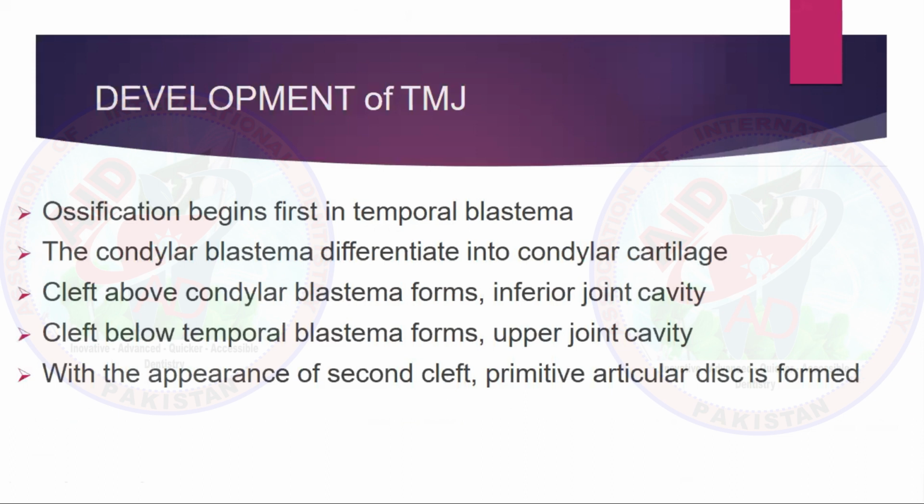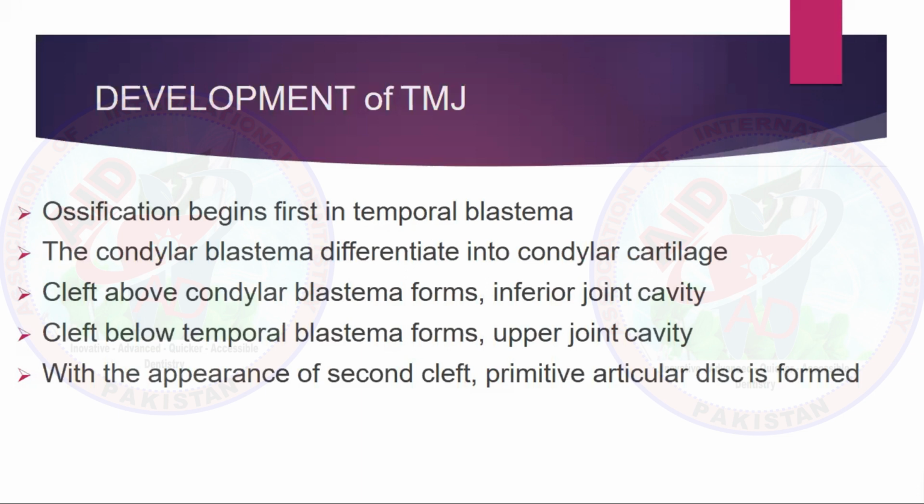Development of the temporomandibular joint. First ossification starts with the temporal blastema, then the condylar blastema, which starts its differentiation into condylar cartilage. A cleft above the condylar blastema forms the inferior joint cavity. A cleft below the temporal blastema forms the upper joint cavity, and the primitive articular disc appears in between them.